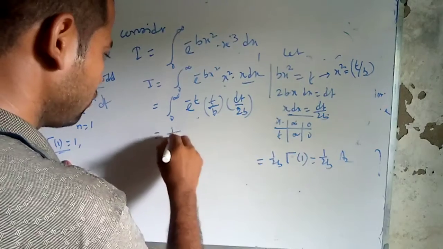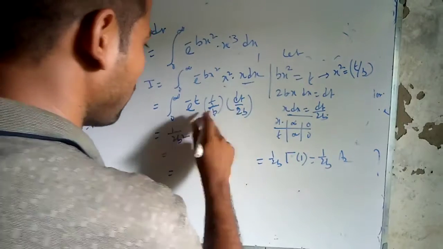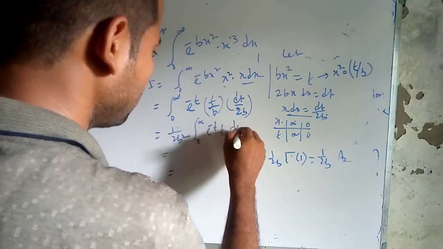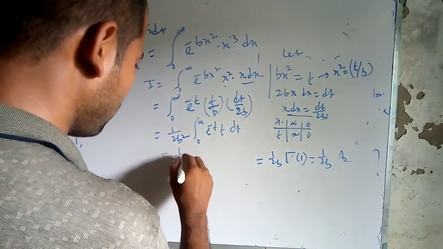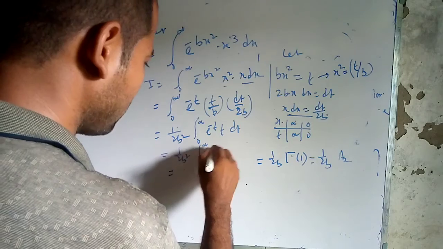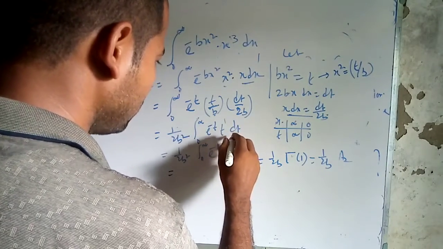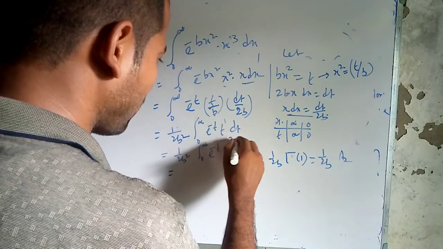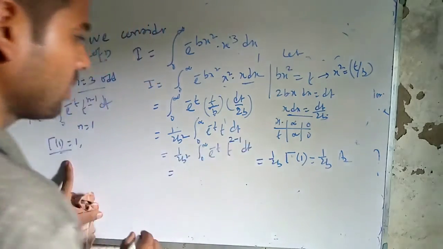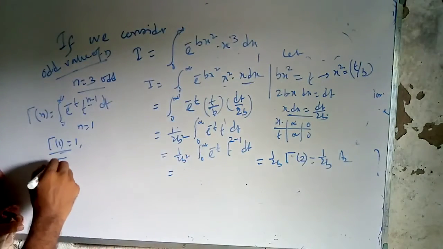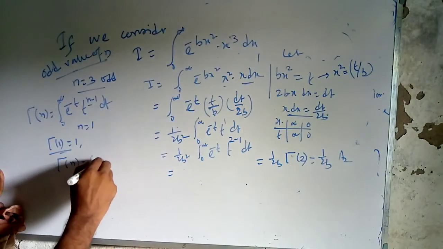2b square, this is 2b square, integral from 0 to infinity e to the power minus t dt, and this can be 1 by 2b square, integral 0 to infinity e to the power minus t. This is 1, which means 2 minus 1 can be written here. This is the gamma function of factorial, gamma function of 2. Again, gamma function n equals gamma function n minus 1 factorial.